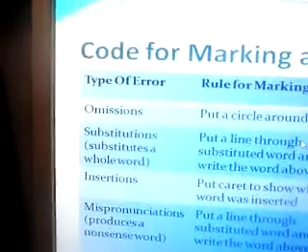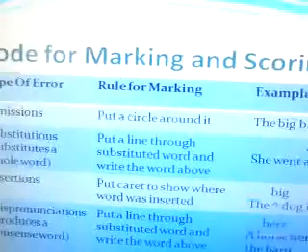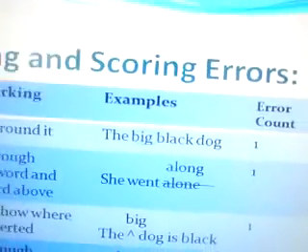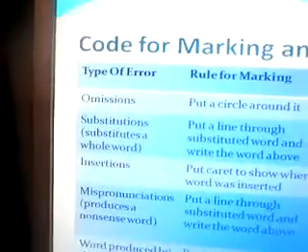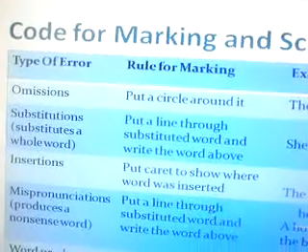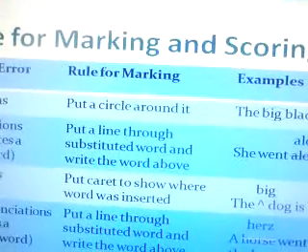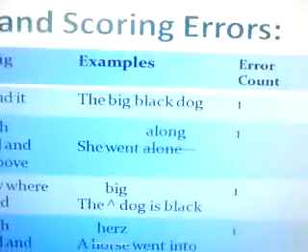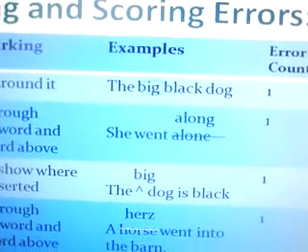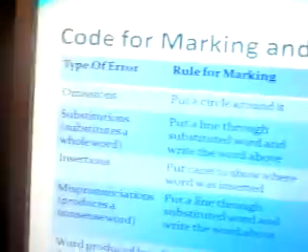So we're going to start off with omissions. Omission is when they omit a word. So basically you're going to put a circle around it, just like we did here. So the big black dog, they omitted the word big. Substitution is when they substitute a word for another word. So you're going to put a line through it, like this, for example, and you're going to write what they said on top. So instead of saying she went alone, they said she went along.